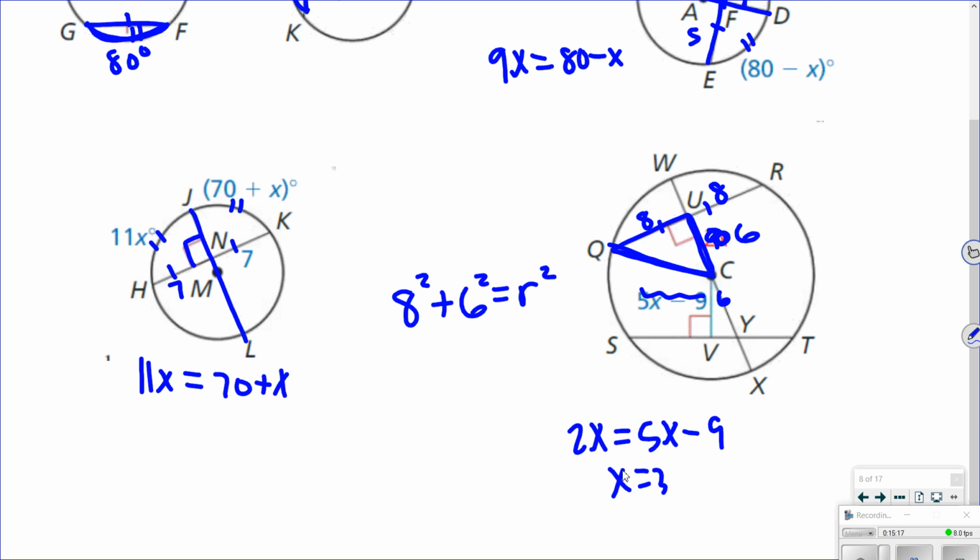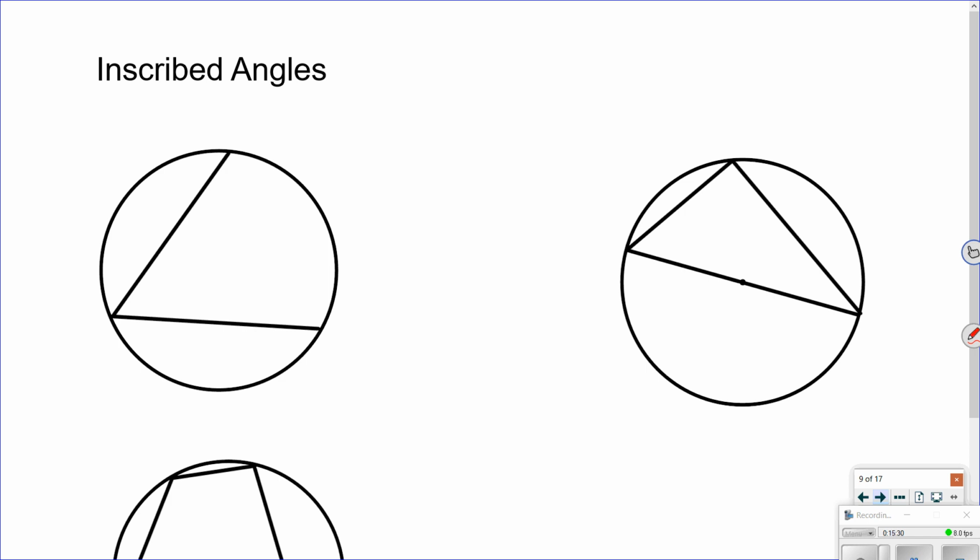If it does ask you to find the radius, draw the radius going this way so you can form that right triangle. I'll outline it in red. You want to draw the radius going that way. That way you can form a right triangle and use the Pythagorean theorem to go through and solve that.